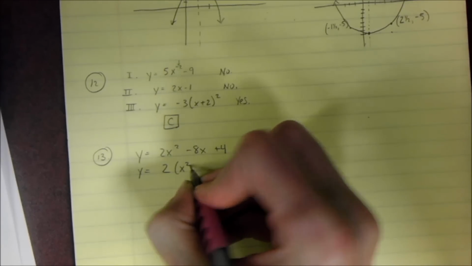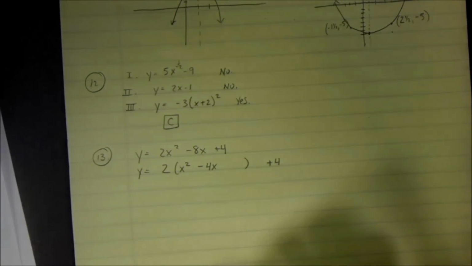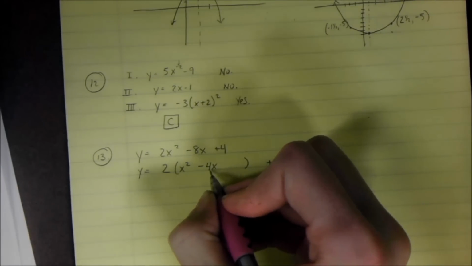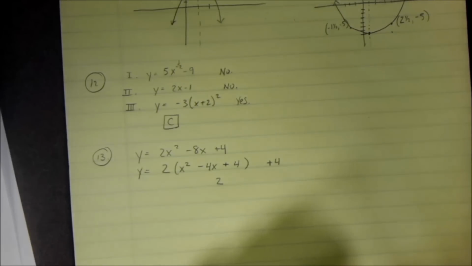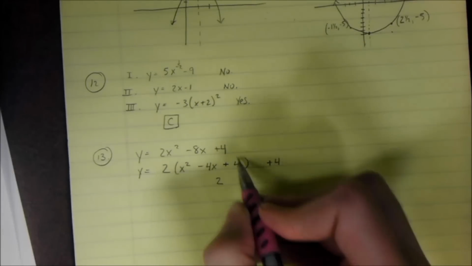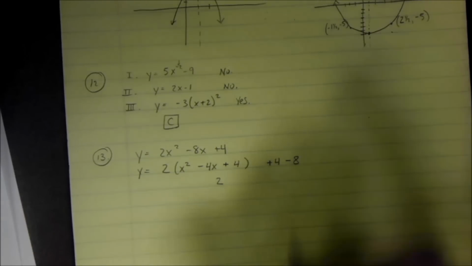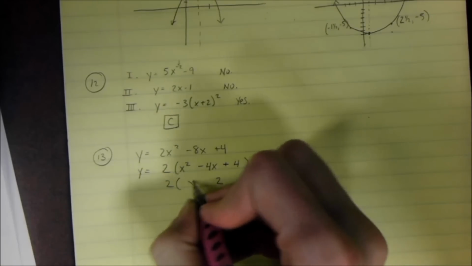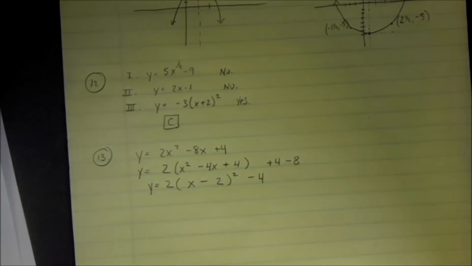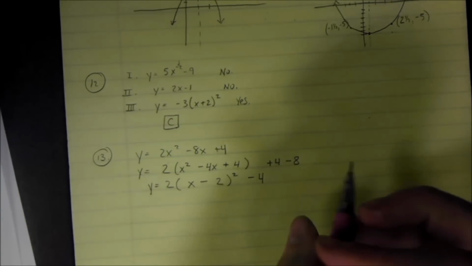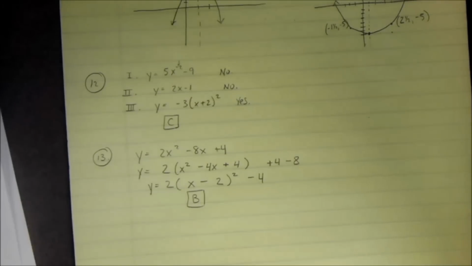The first thing I'm going to do is factor a 2 out of those first 2 terms. Leave the 4 over here the way it is. Take half of my middle number, which would be 2, and square it. That'd be 4. I'm going to add a 4 here. But notice that I really added 2 times 4. This 2 is going to multiply. So I really added 8 just now. So to balance my equation, I'm going to take away 8 from the end. And in doing so, this thing will now factor as a perfect square. I'm going to get y equals 2 times (x minus 2) squared minus 4, which is option B on the multiple choice.